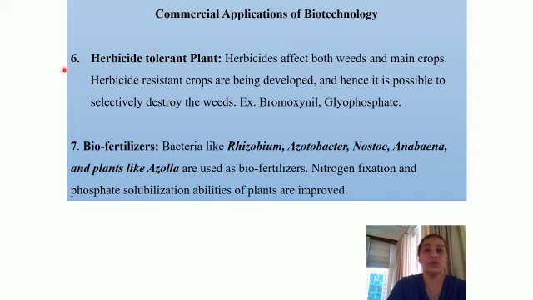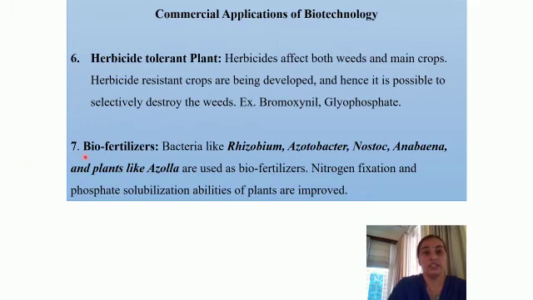So nowadays, using biotechnology, we are developing crops that are resistant to herbicides. Bromoxynil and glyphosate are two examples of herbicides which are used, but there is no effect of these herbicides on the crops because they have been genetically modified, and so they have become resistant to the herbicides. So now these herbicides are used to destroy only the unwanted plants, that is weeds.